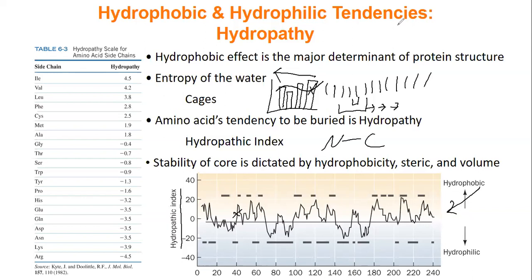Will there be a table or a graph? I might ask you to read this graph and this table and tell me what it means. That's a possibility, yeah. I'm not gonna ask you to remember these numbers, but I do expect you to know what a positive number means, what a negative number means, yes.